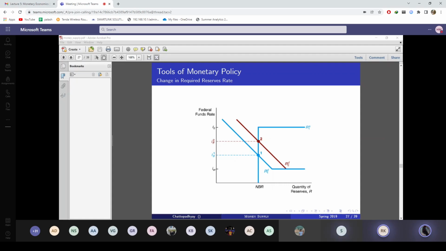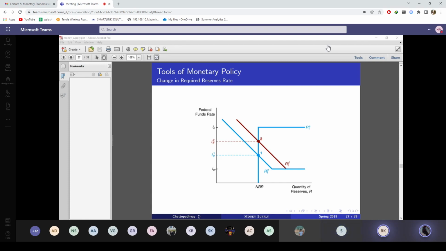What is this entire expression called? The (1 plus CR) divided by (CR plus ER plus RR). What does this entire expression called? Mu, sir, the money multiplier. So this is called the money multiplier. So how are money supply, money multiplier, and high powered money related? M equals mu into H. M equals mu into H.